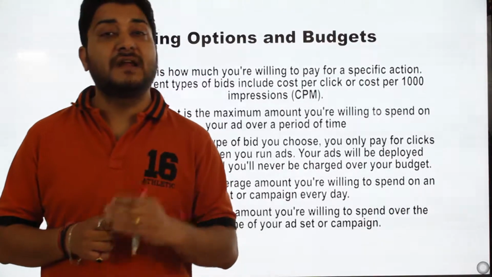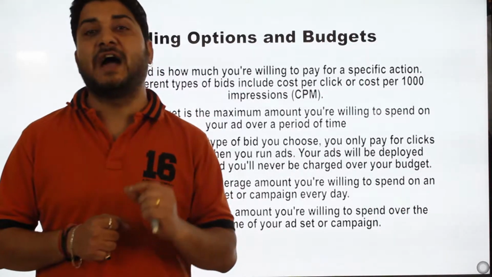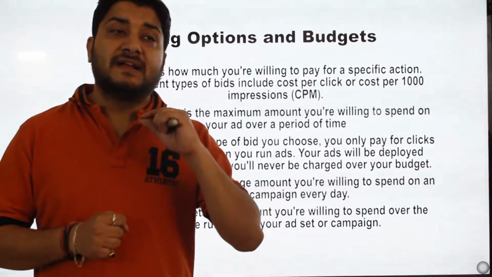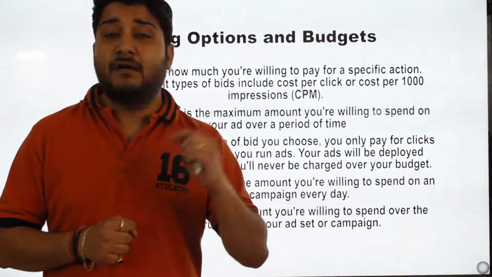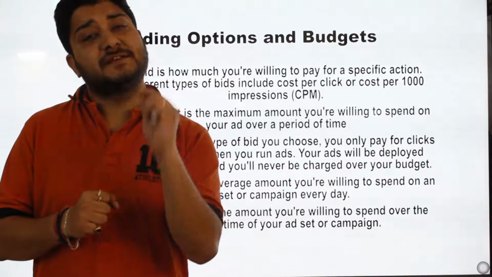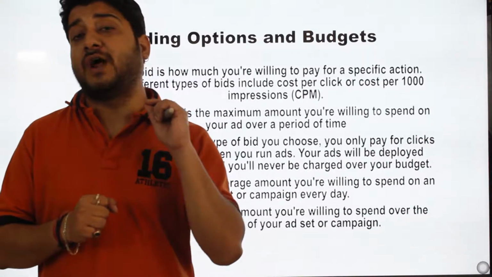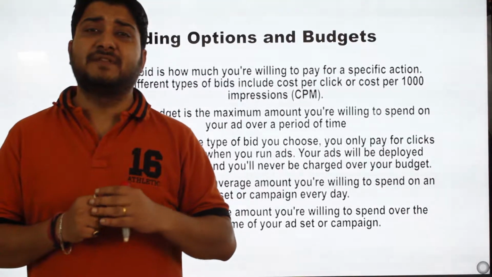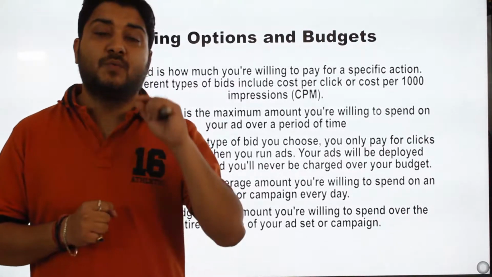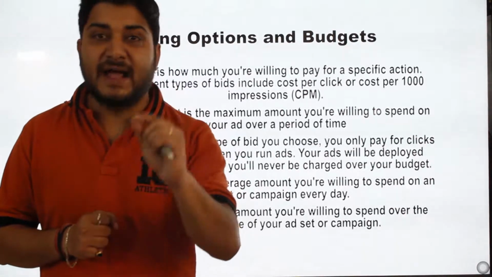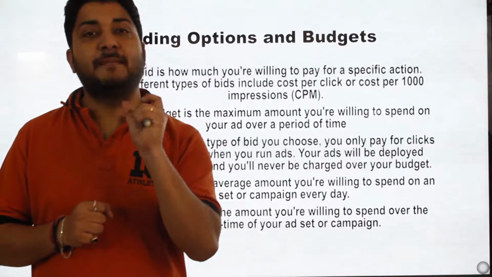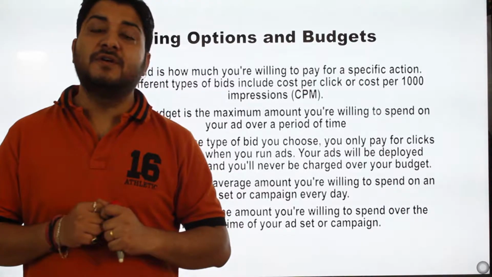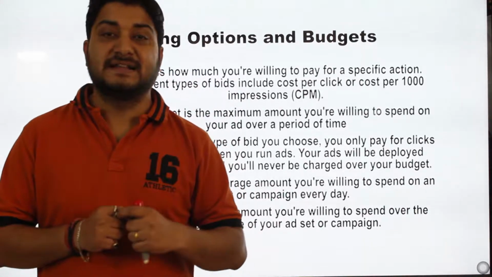CPC is the cost per click, a certain amount that you have to pay once a user makes a click or does any kind of interaction on your ad. So let's take an example: the click happened. Once the user interacts with your ad, there's a certain amount of money that you have to pay to Facebook once the click has happened.